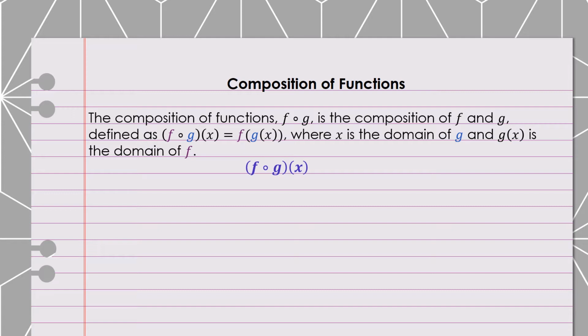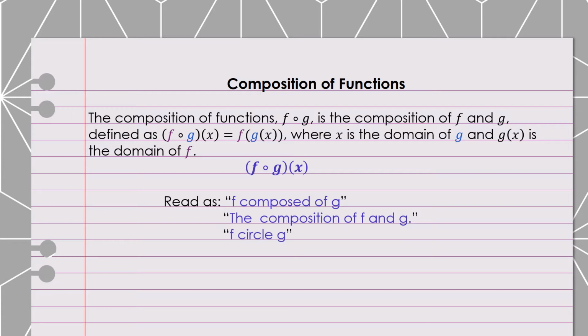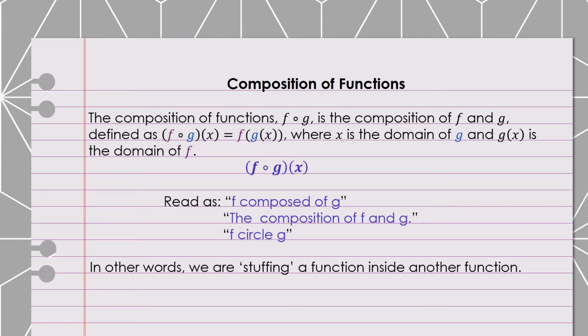That is not multiplication. Now, because this is a new symbol, I want you to know how to read this. You can read this as f composed of g. You can read it as the composition of f and g. Or you can read it as f circle g. But in other words, what this means is we are stuffing a function inside another function. Let's look at an example.